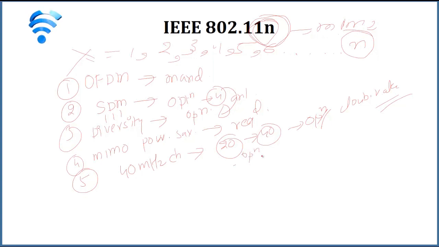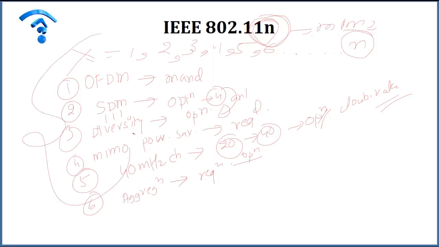Okay, so one more is aggregation. Aggregation is required, it's not optional, because it improves efficiency by allowing transmission in bursts. So I think this covers 802.11n.